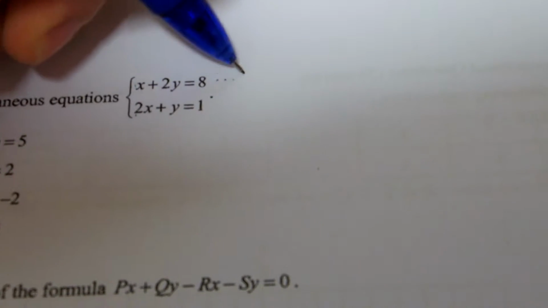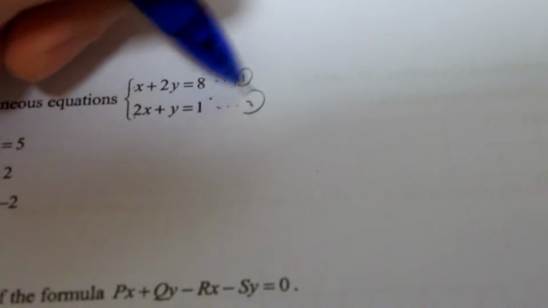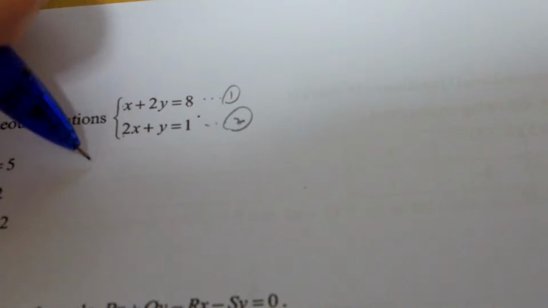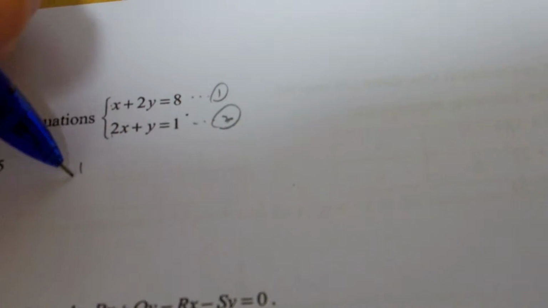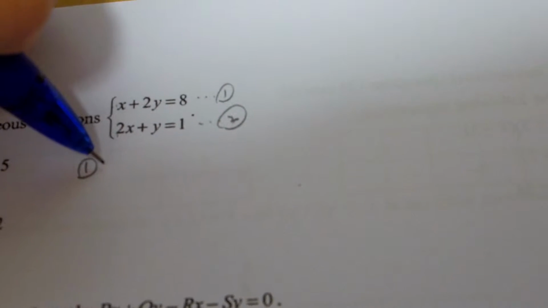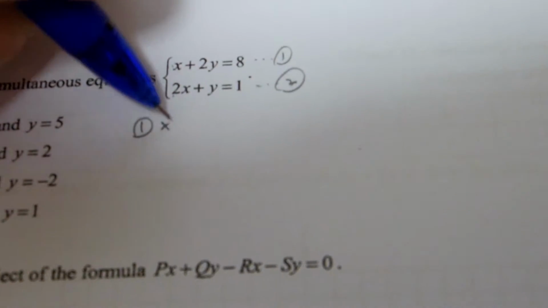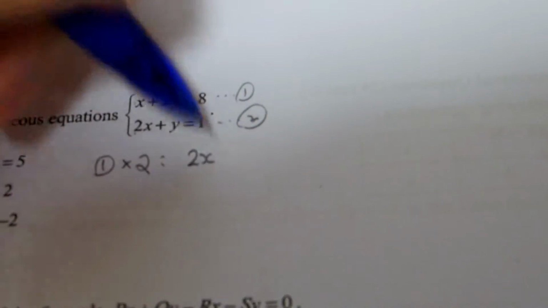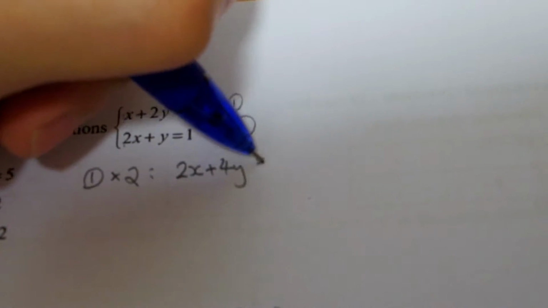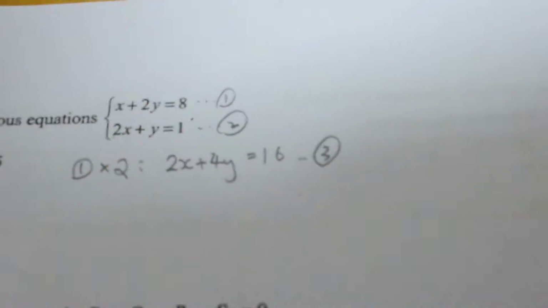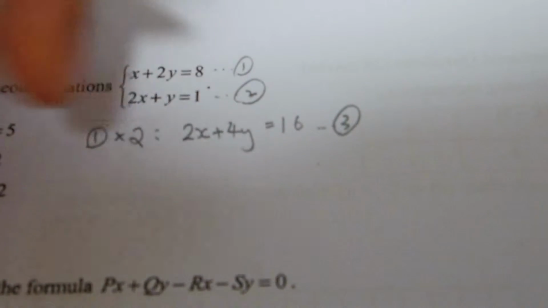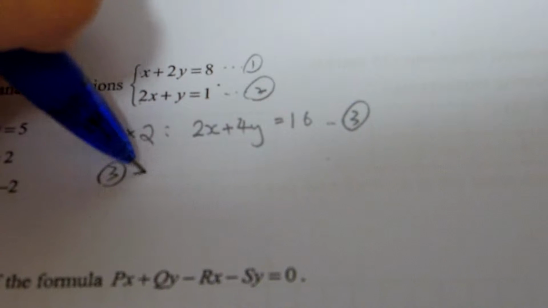For me, I would like to use, let's say, elimination. So I will do it in this way. First of all, equation 1 times 2. So what do I have? Equation 1 times 2, which means I have 2x plus 4y and 16. And I call it, let's say, equation 3. And then equation 3, now please minus equation 2.